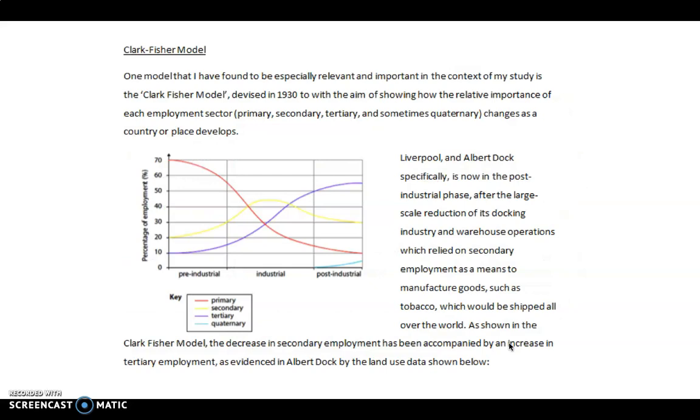And then finally, this is back to the Albert Dock study, and it shows you how the student is trying to incorporate some geographical theory and models into this. In this case, they're using the Clark-Fisher model to explain how Liverpool has moved from a pre-industrial to an industrial to a post-industrial economy, probably more focused on industrial and post-industrial. Obviously, northern cities were affected quite badly by deindustrialization, and Liverpool's Albert Dock is a really good example of how Liverpool has moved to a post-industrial economy.